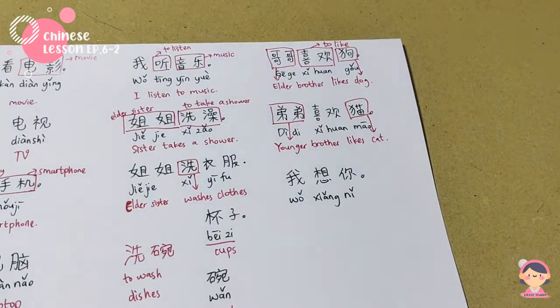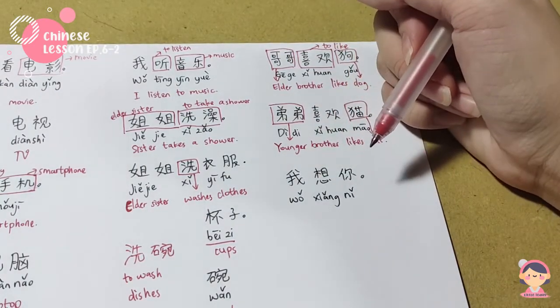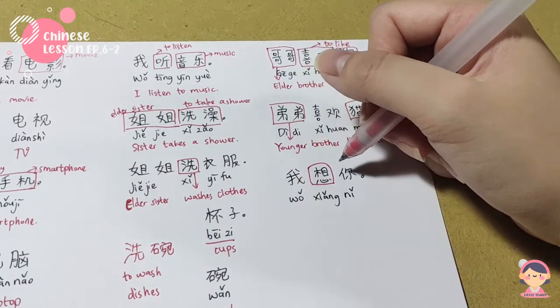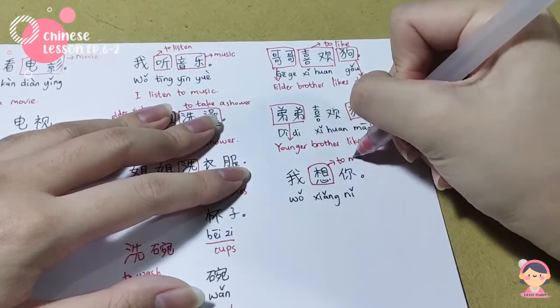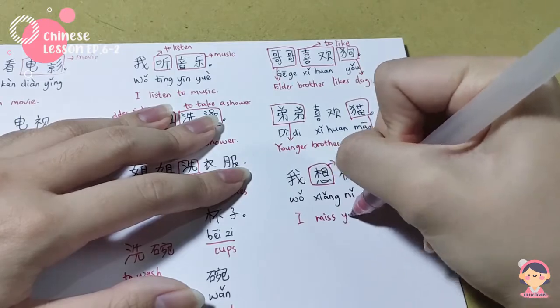我想你. 我 means I, 你 means you. 想 has several meanings, but in this sentence, it means to miss someone. So 我想你, I miss you.